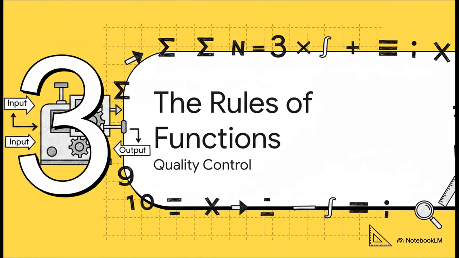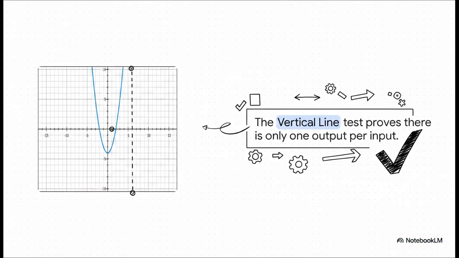Section 3, the rules of functions. Let's move over to quality control to learn the strict mathematical rules our machine has to follow. We can actually visually prove a function's validity in a single glance using the vertical line test. When we look at a parabola mapped out on a graph, you can draw a straight vertical line down through it anywhere you want. Because that vertical line will only ever cross the line of the parabola exactly one time, it proves that for every x input, there is exclusively one y output. It passes the test, so we know for sure it's a valid function.